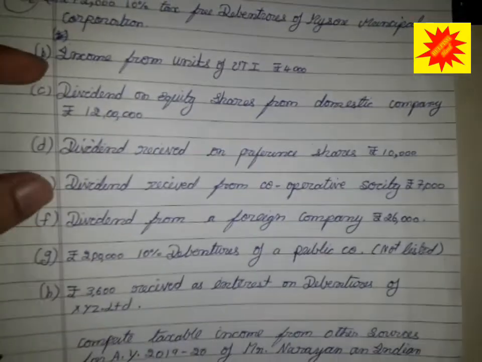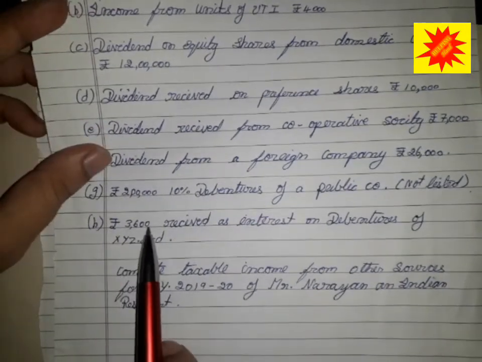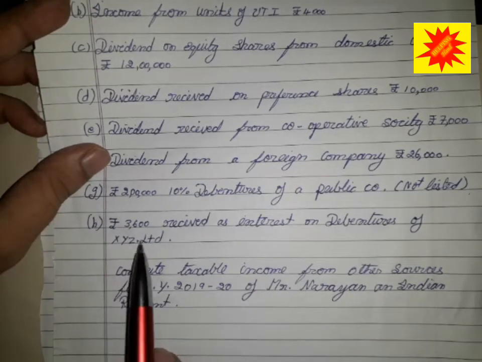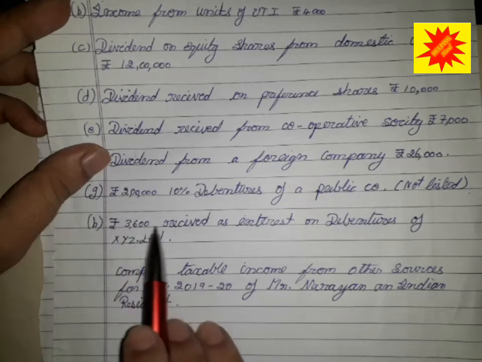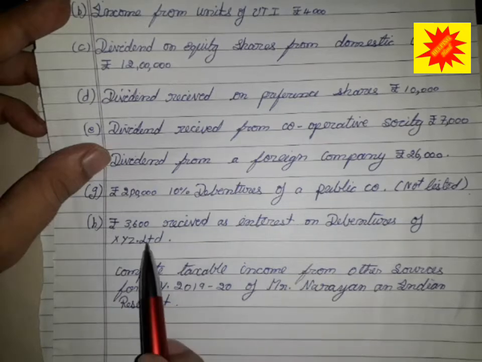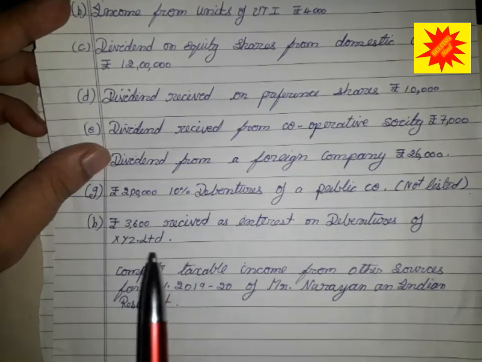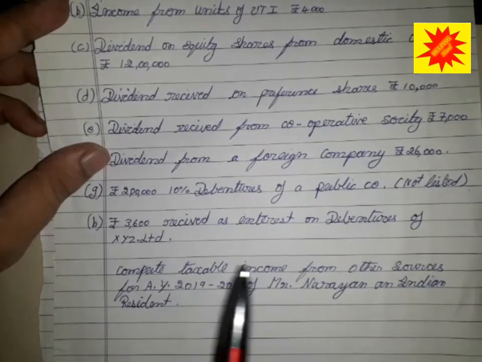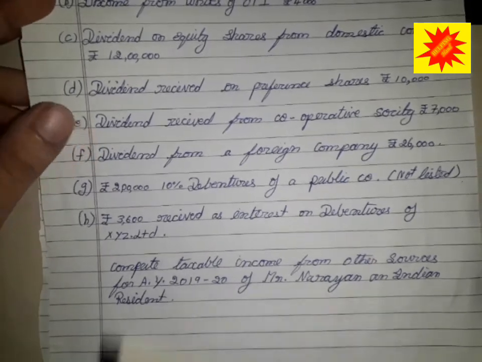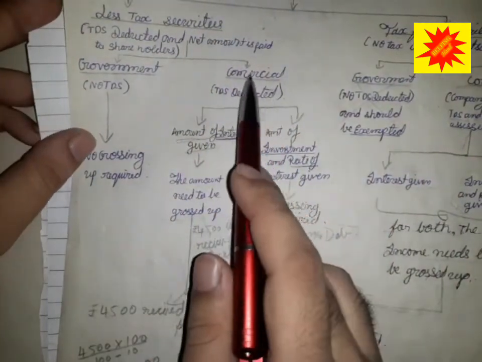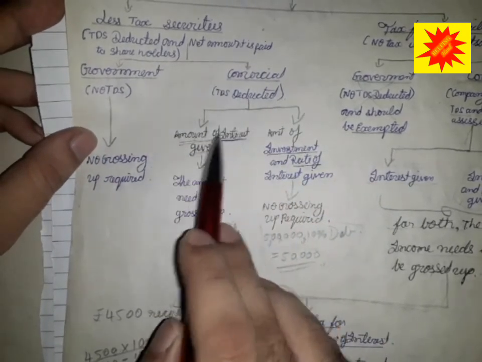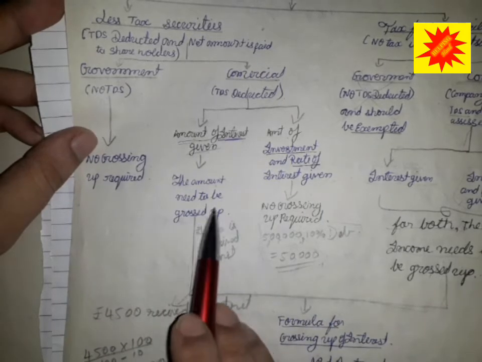Okay, so next we have 3,600 received as interest on debentures of XYZ Limited. Here the interest amount is directly given and they have not said whether it is tax free or not. Irrespective of that, we will have to gross it up. Here we will consider it as a less tax security and we will have to gross it up because the interest amount is given to us. As per our chart, when it is a commercial security, TDS will always be deducted, and if the amount of interest is given, then the amount needs to be grossed up.